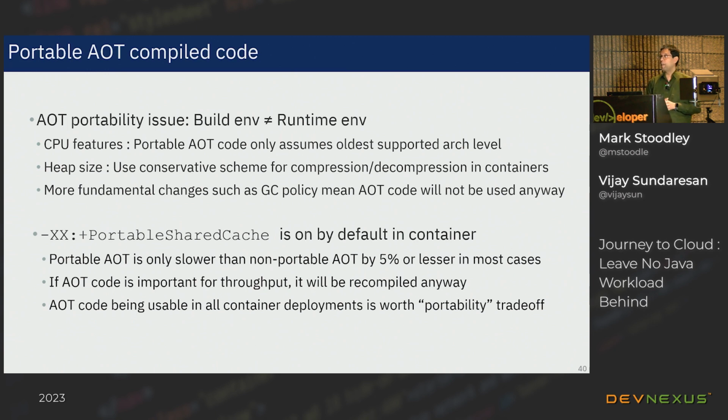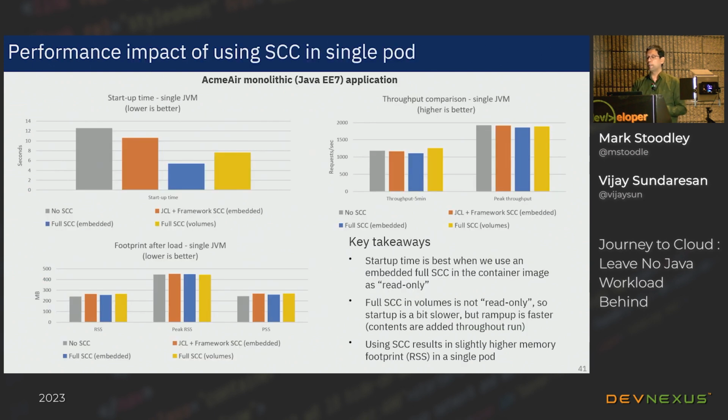This option to generate portable AOT code is enabled by default in containers. So it enhances the out-of-the-box experience if you're running in containers. And the performance overhead from using portable AOT code isn't that significant. So we talked about embedding a shared class cache in the container. Let's now look at some results to see what that achieved.